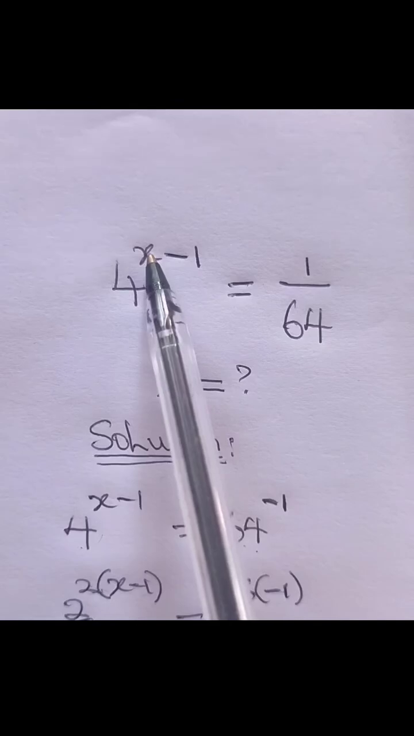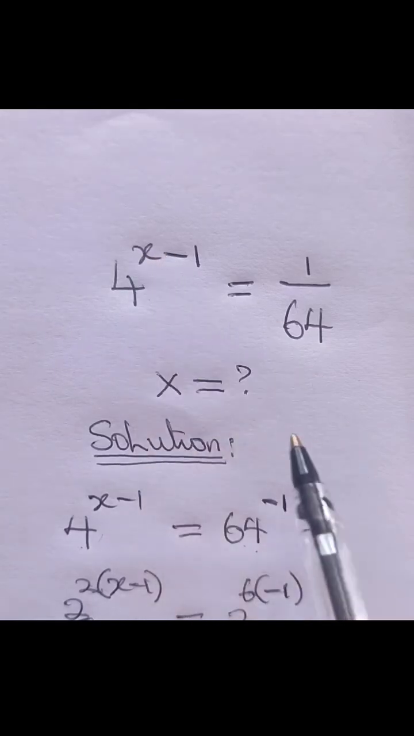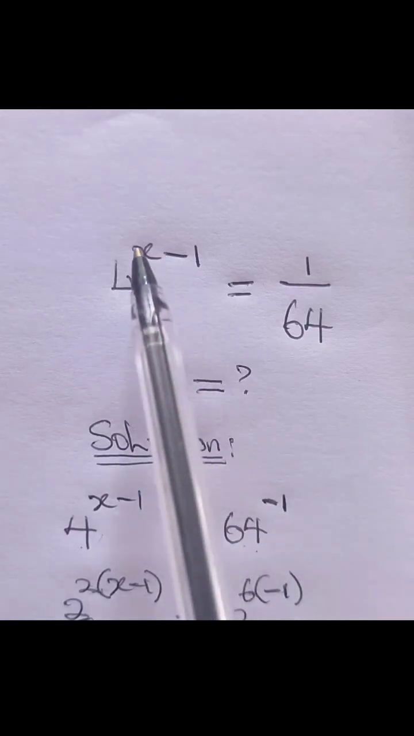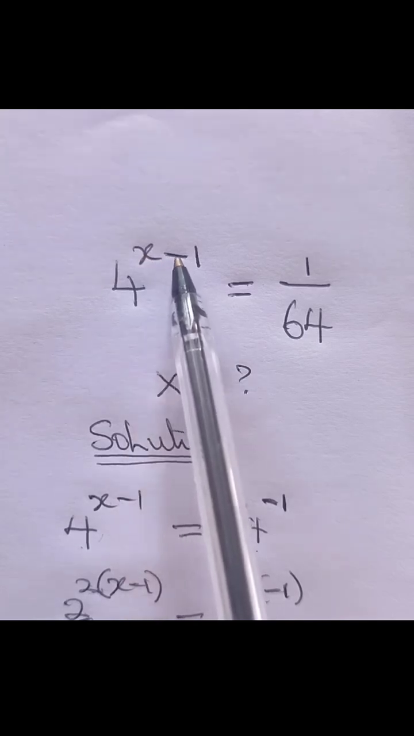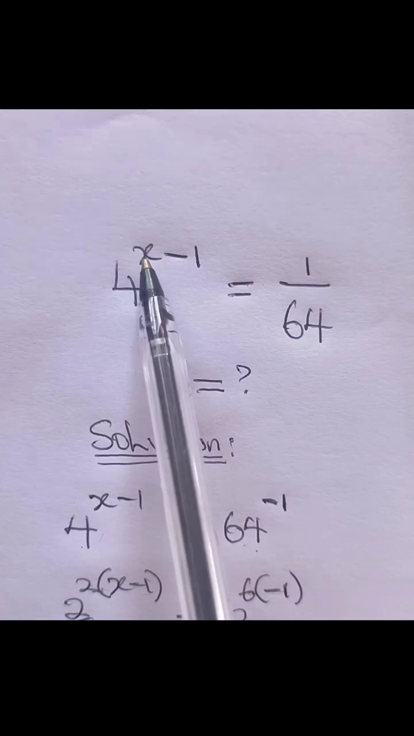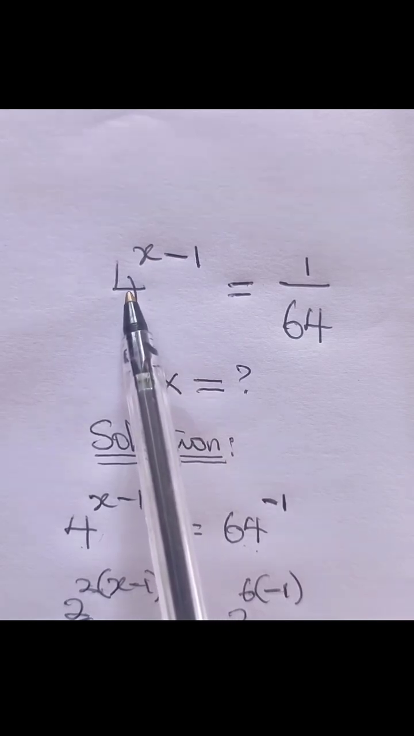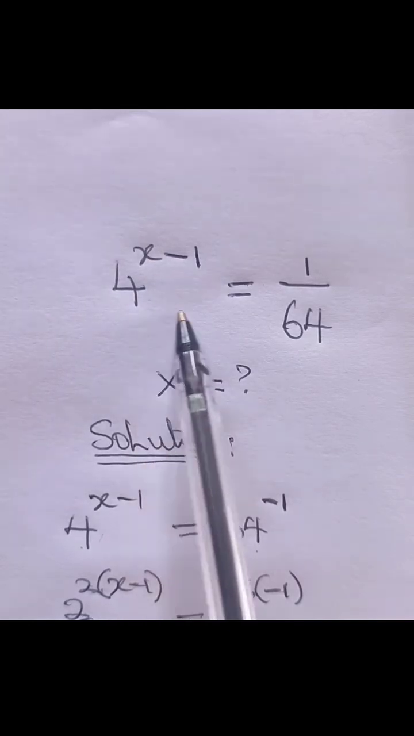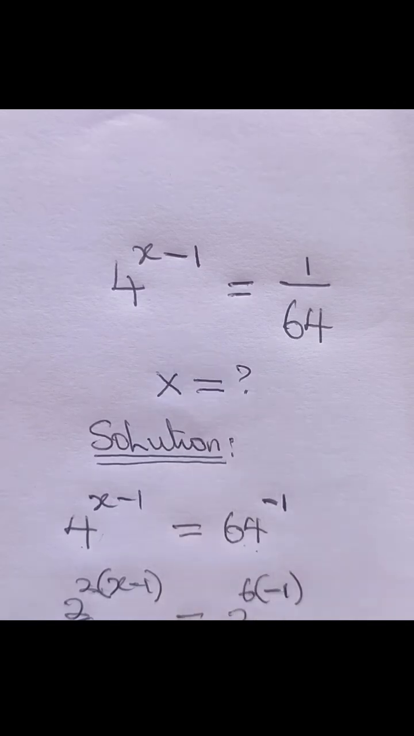So if x is minus 2, this becomes minus 2 minus 1, which is minus 3. So we have 4 raised to the power minus 3. And 4 raised to the power minus 3 in fraction means 1 over 4 raised to the power 3. And so what is 4 raised to the power 3? 4 raised to the power 3 means 4 times 4, 16. And 16 times 4 will give us 64.